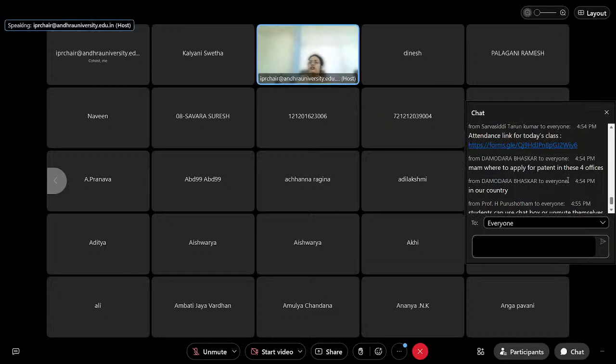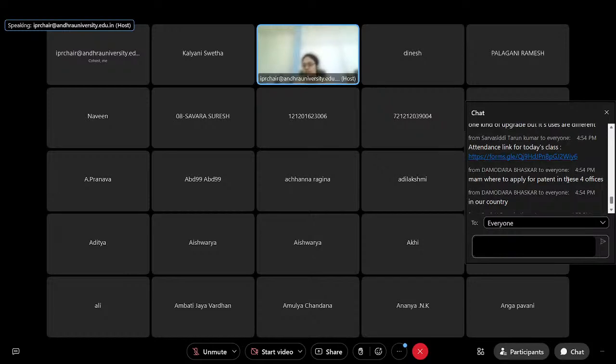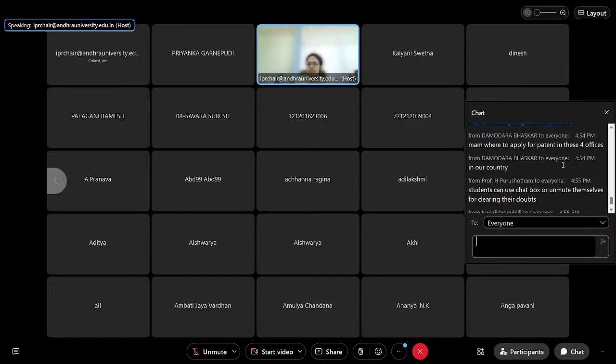Yes, Damodar, in these four offices, but nowadays everything is online. So when you file it, you don't have to sit in the office to file it. In our country, you will be given the option, and based on your jurisdiction and your address, your office will be decided. So if you live in Visakhapatnam and you are filing in Delhi, that will not happen. But if you are desperate and go and file in Delhi, nobody can stop it, but the patent office will send it to the Chennai patent office again.